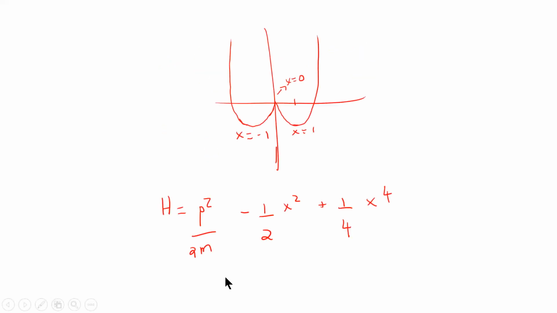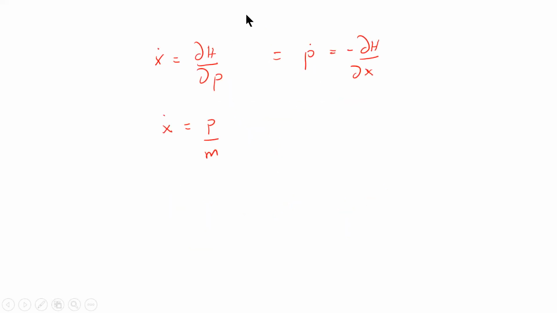This is the Hamiltonian. You have to differentiate it with respect to p. So you get p by m for x dot, and for p dot you get x minus x cubed. Now let's divide p dot by x dot, and you get x minus x cubed divided by p by m.